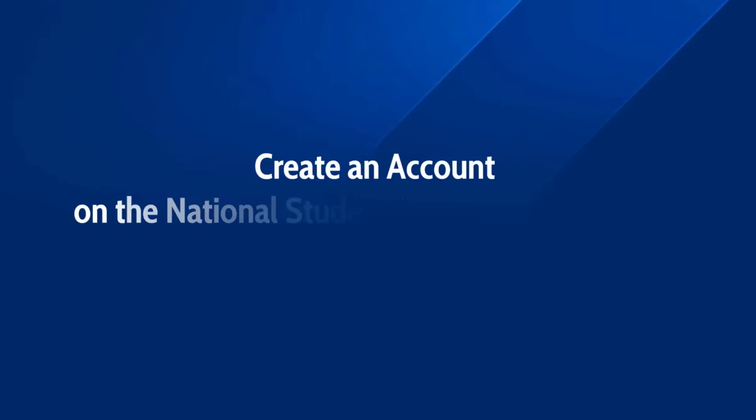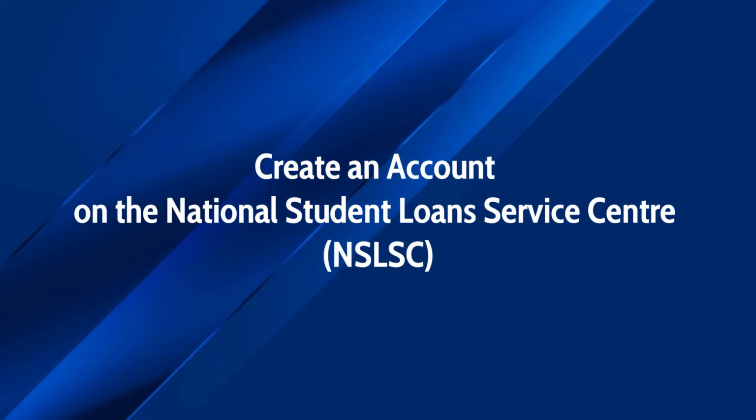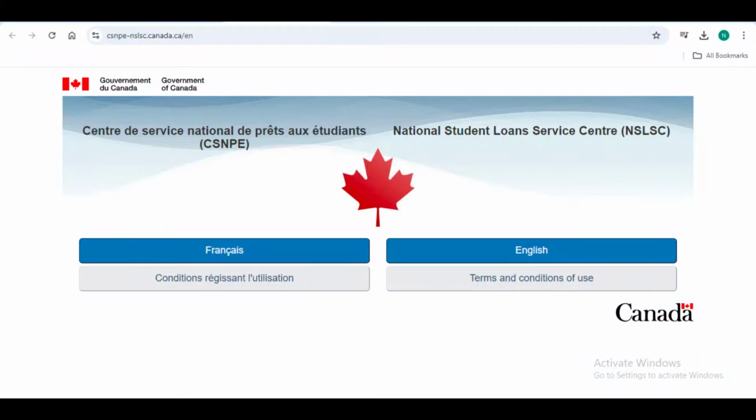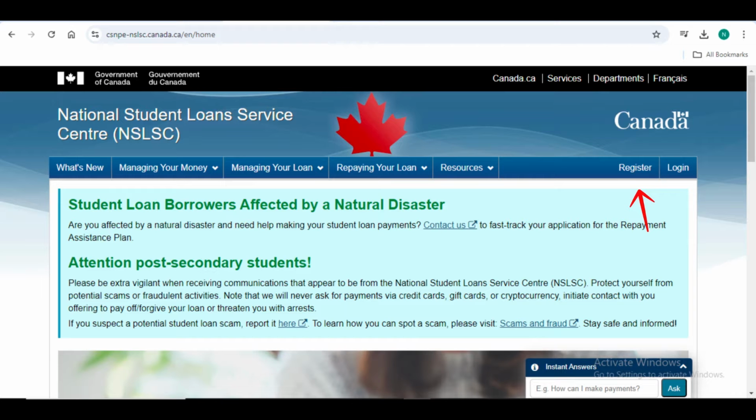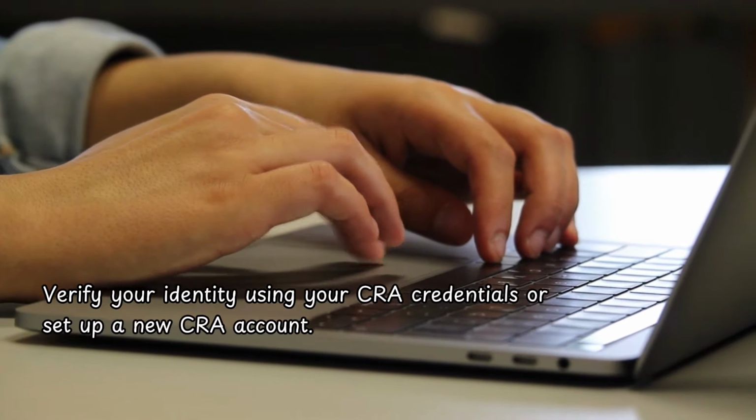Step 3. Create an account on the National Student Loan Service Center or NSLSC. Visit the NSLSC website www.csnpe-nslsc.canada.ca. Sign up for an account using your SIN and other personal information. Verify your identity using your CRA credentials or set up a new CRA account.